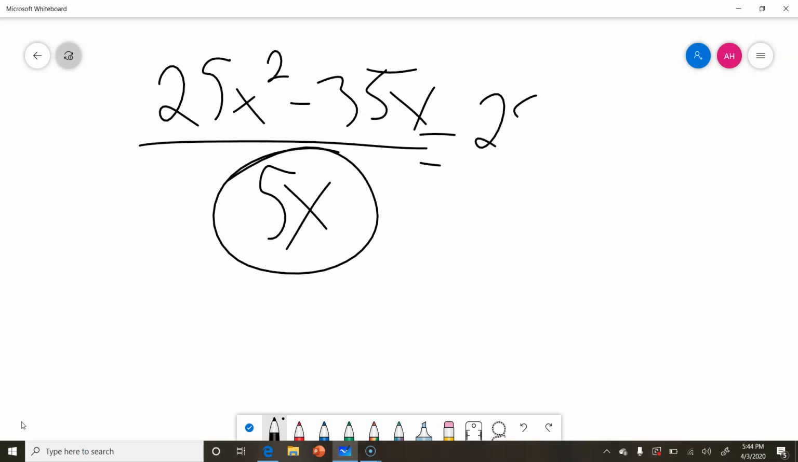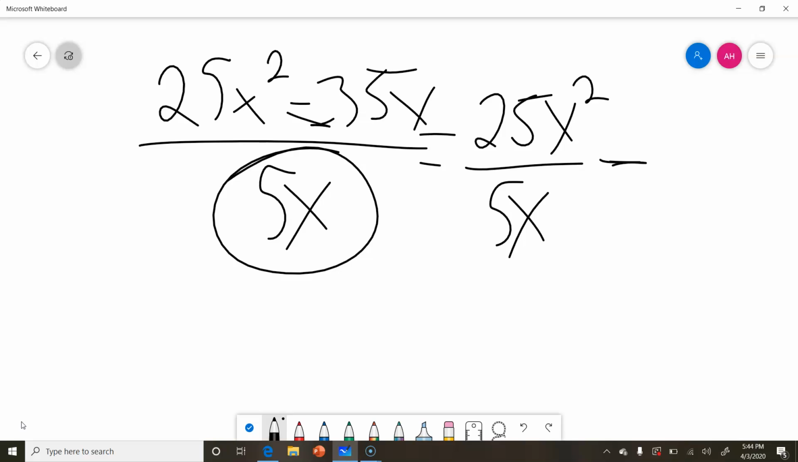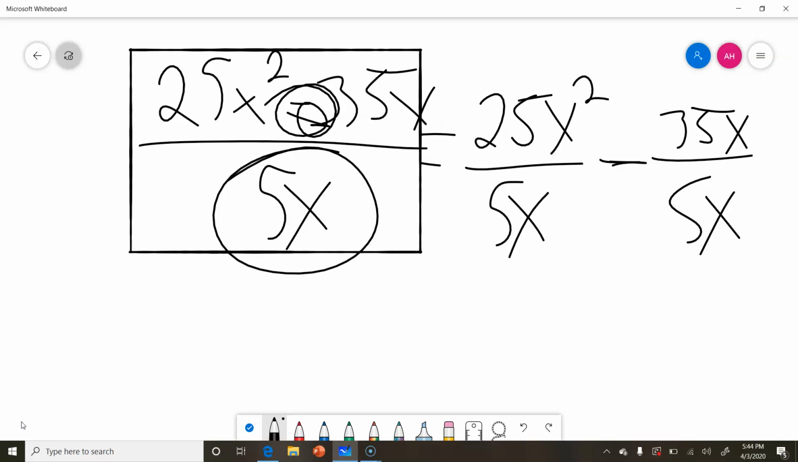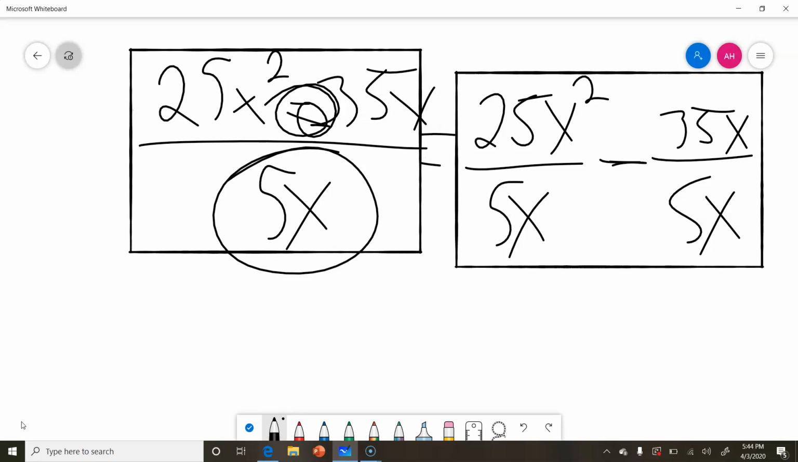We can rewrite this as 25x squared divided by 5x, and that minus, okay, that's the sign right here, became minus right there, minus 35x divided by 5x. That's the same thing. This right here equals this right here. It's the same exact thing.